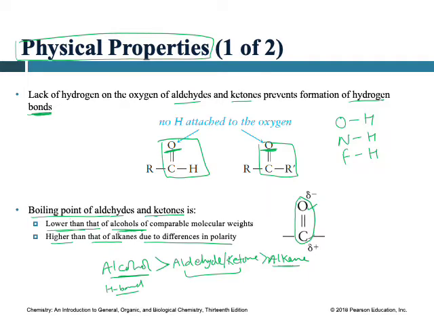So this bond is polar, right? So it can form a bond called polar interaction, which is not available in alkane. So that's why the boiling point goes like this, the sequence: alcohol is greater than aldehyde and ketone, and then aldehyde and ketone are greater than alkane in boiling point.